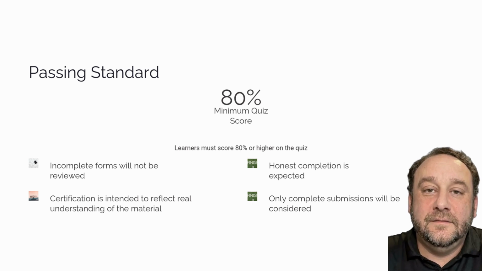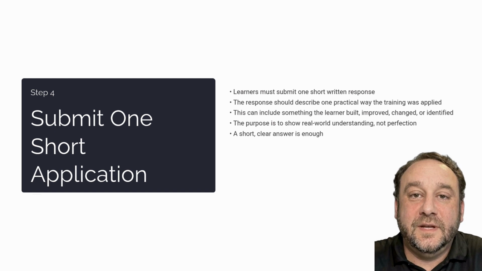In addition to the quiz, you must submit one short written response explaining how you applied something from the training. This is the practical part of the certification process. The goal is not perfection. You do not need to submit a massive project or a polished case study. You just need to describe one practical way you use the training in your work, learning, or business thinking. That might be a prompt you created, a workflow you designed, an assistant you built, or an AI use case you identified for your team. A short, clear answer is enough.